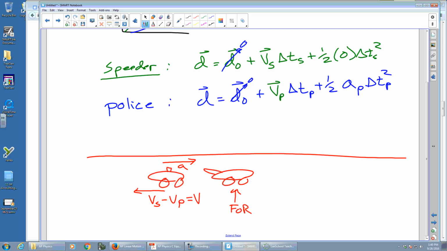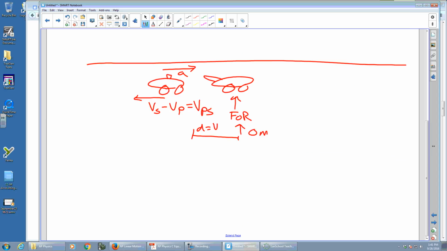I'm going to call this the velocity of the police with respect to the speeder. If we're calling this position 0 meters, don't forget we have to do all the conversion of the velocities from kilometers per hour to meters per second before we get too far. The distance that you began at would equal the velocity of this times 1 second.